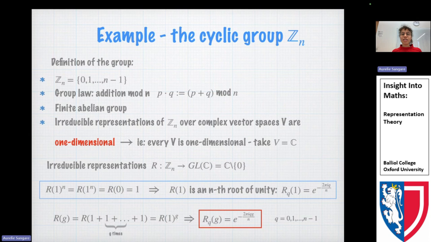And this is the end of my theory. I've defined the main concepts to you, so groups, representations, and vector spaces. And I thought with this example I'm going to end on, that hopefully this will illustrate all of the concepts that I've introduced to you. So the example I'm going to consider is the cyclic group Zn.